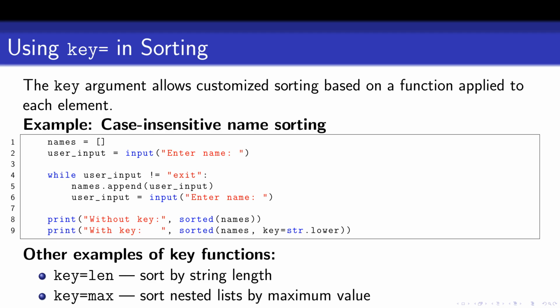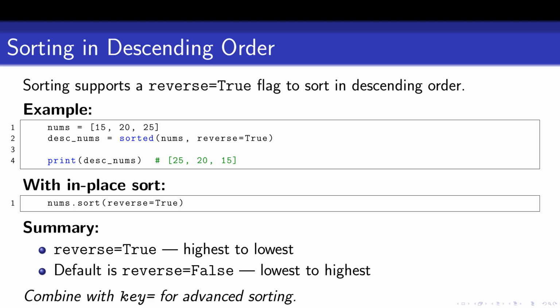This feature is powerful when working with data that includes mixed capitalization, nested elements, or when sorting depends on a specific property rather than the raw value. It makes your sorting logic more adaptable and your code more reusable in real-world applications. In addition to customizing how items are sorted, you can also control the direction of the sort using the reverse equals true flag. By default, sorting is in ascending order, but setting reverse equals true allows you to sort from highest to lowest. This is useful for showing top scores, recent dates, or highest values first.